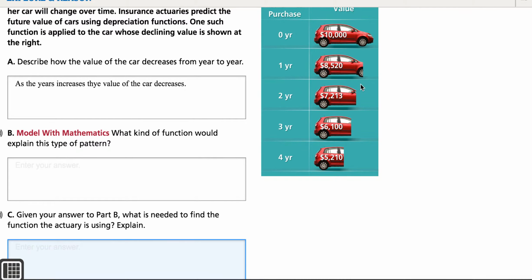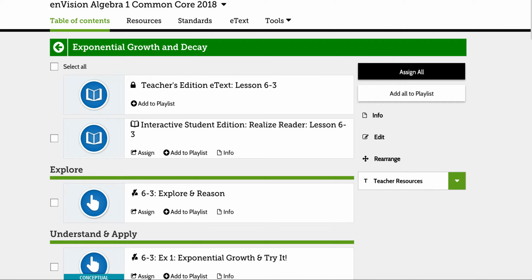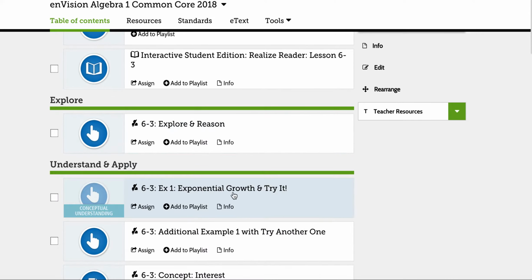Okay, for students that finish the problem, you have to write the function. Write the function that models the value of the car after x years. If the car depreciates twice as fast, how long will it take for the car to be worth 1/4 of its original value? This is a challenging one. If you'd like to do that, do it. But let's go more in depth and see the exponential growth and try it.